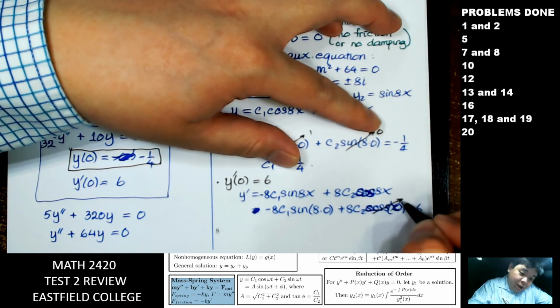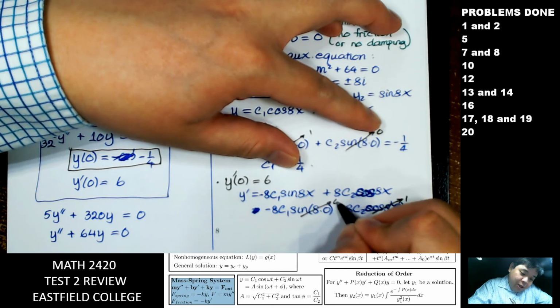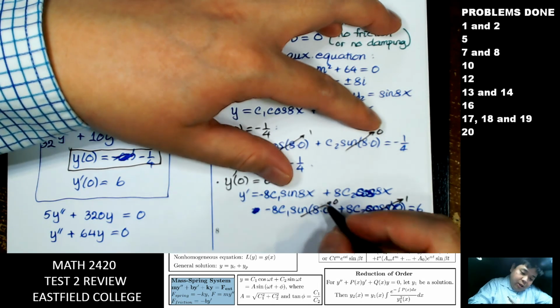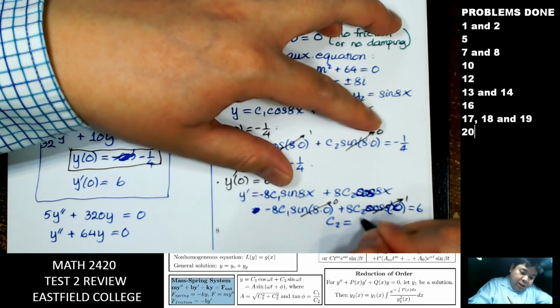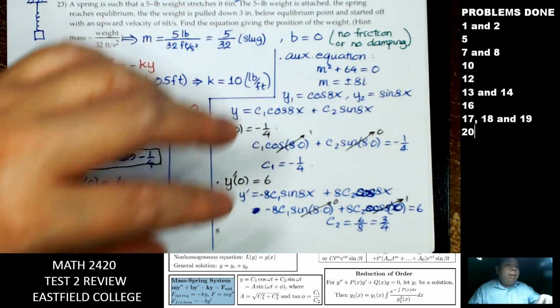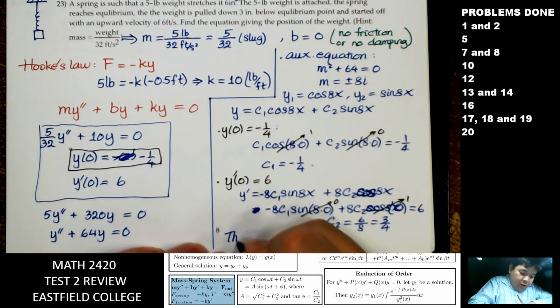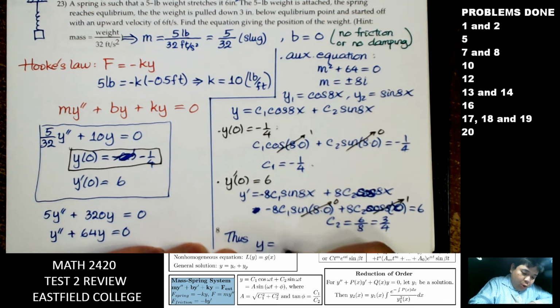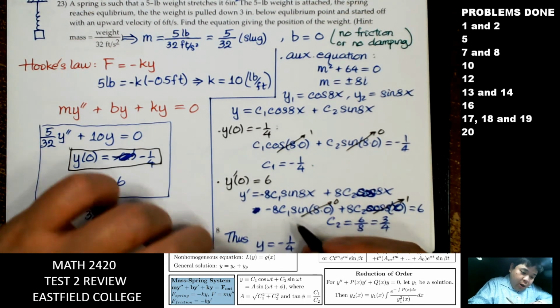This is 1, this is 0. So we have C2 is 6/8, or 3/4. Thus, y is equal to negative 1/4 cosine AX.